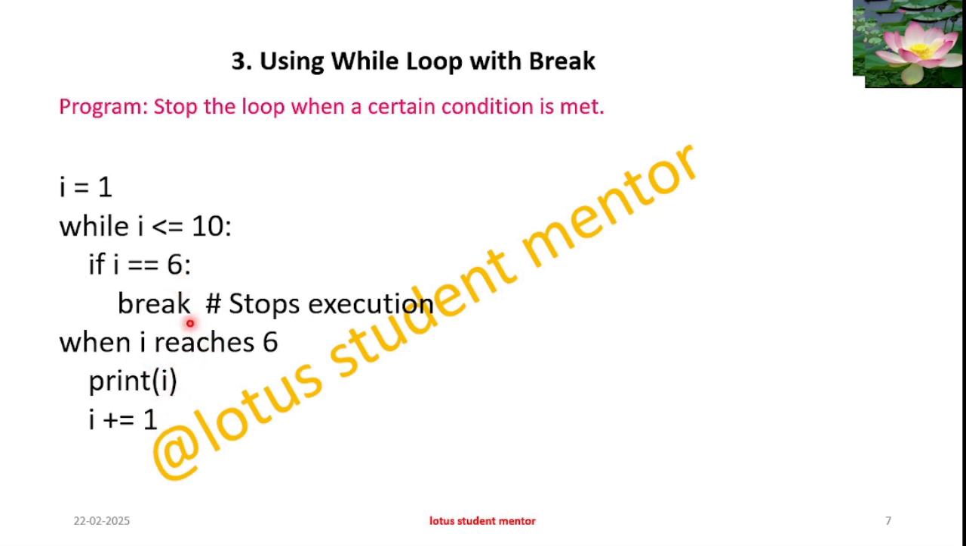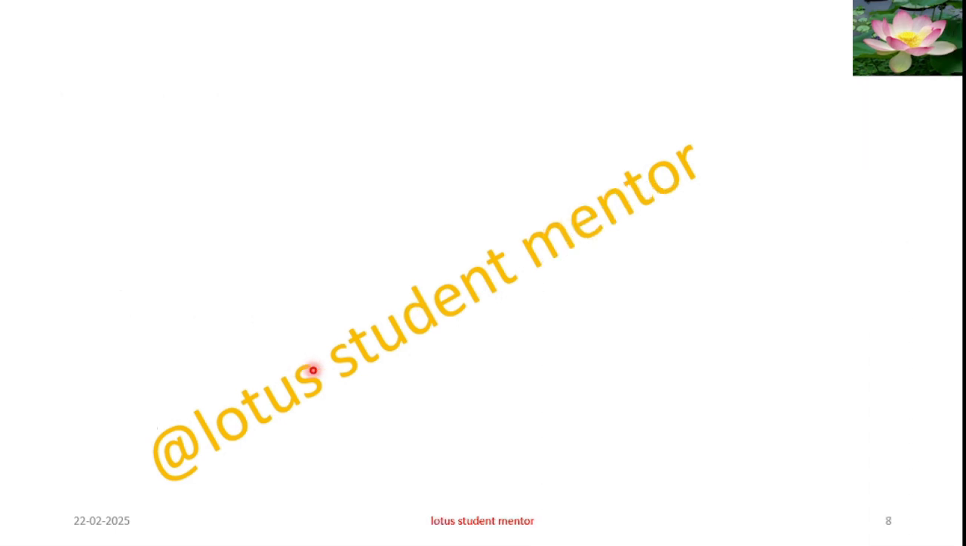Then print i, so i will be printed here as 1, 2, 3, 4, 5, because i equal to i plus 1, that means i plus equal to 1, the increment takes place. It goes on printing 1, 2, 3, 4, 5. But 6 won't be printed. After 6, 7, 8, 9, 10 won't be printed. That's why the break takes place. If you want to skip i equal to 6 and have 7, 8, 9, 10 printed after that, then we have to use continue.